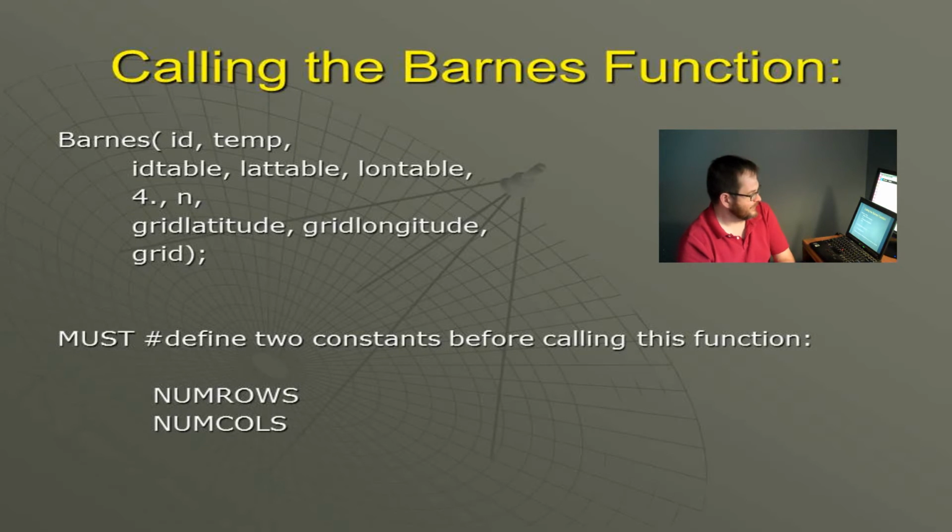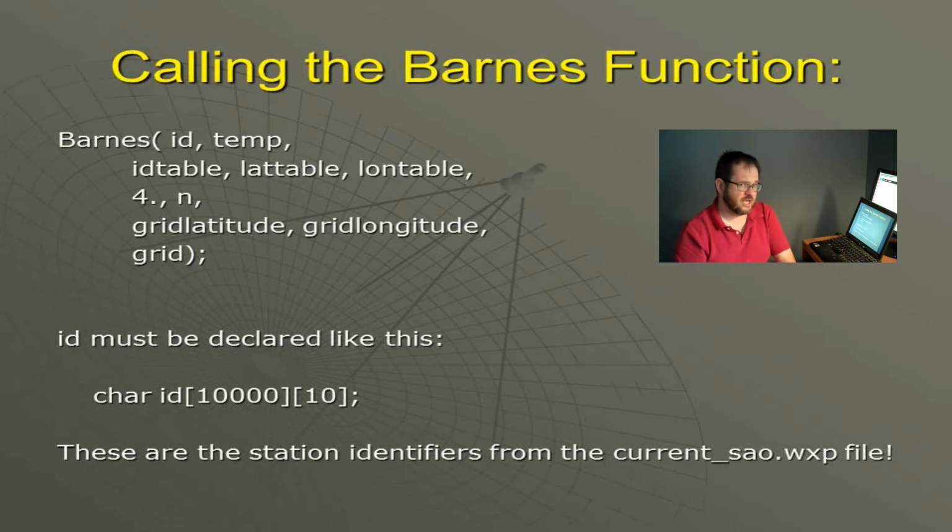Okay. Now, there's a whole lot of things that go as input into the Barnes function. You will be creating these different arrays and so on before you invoke the Barnes function. You will be filling these different input arrays up with the necessary data before you invoke the Barnes function in your C program.